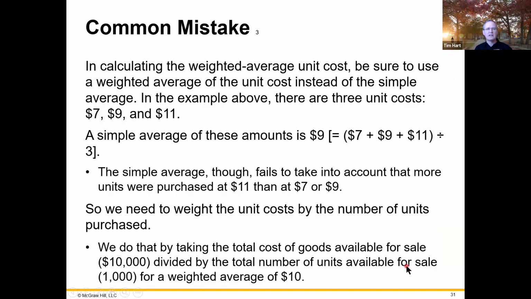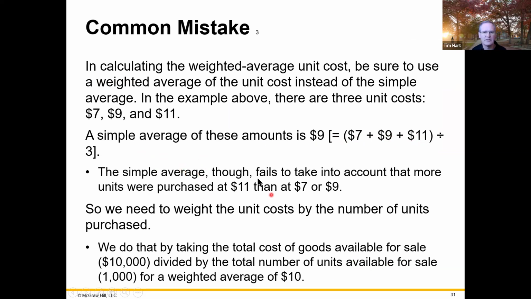A common mistake here in calculating the weighted average cost: make sure to use that weighted average instead of a simple average. So the weighted average, right? Not just a simple average. A simple average of these amounts, 7 plus 9 plus 11 divided by 3, is 9.